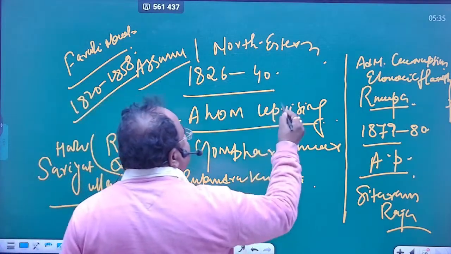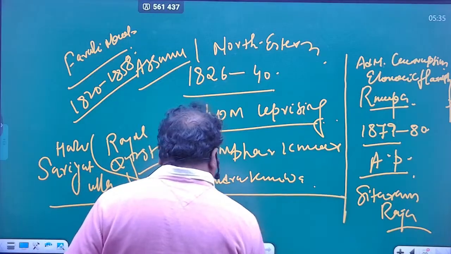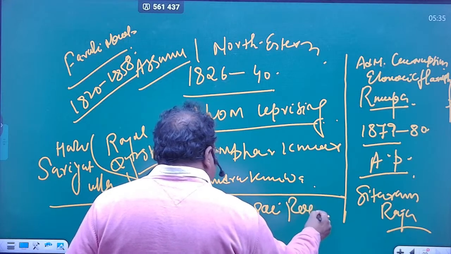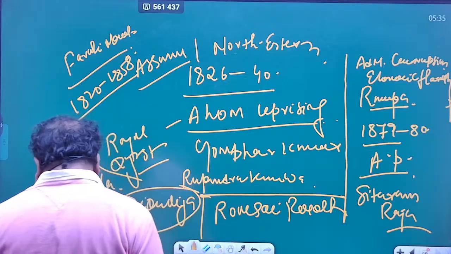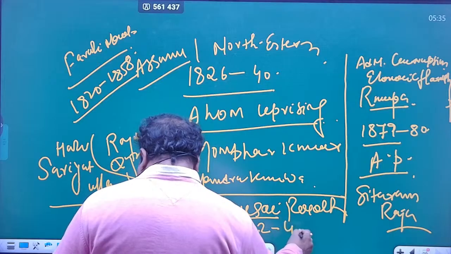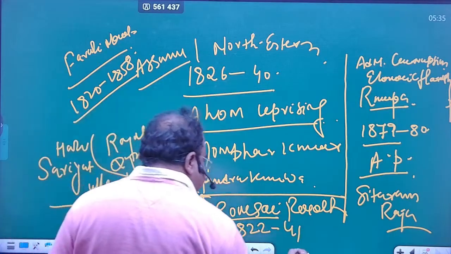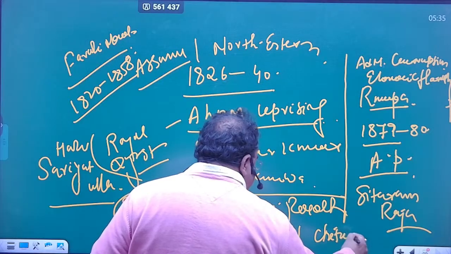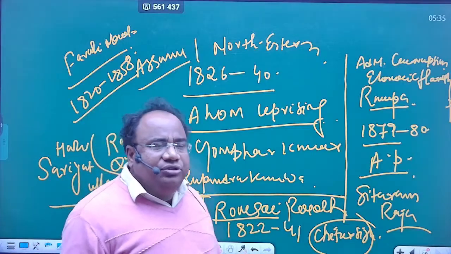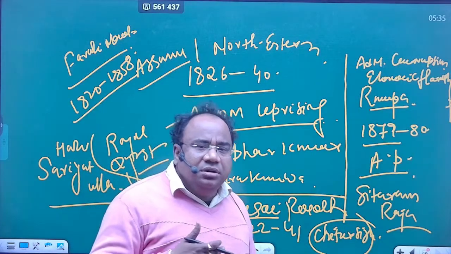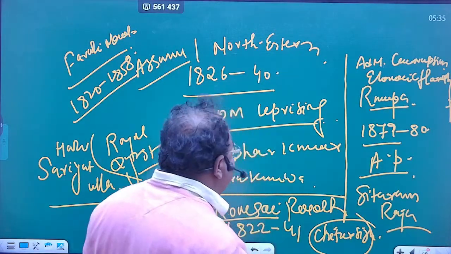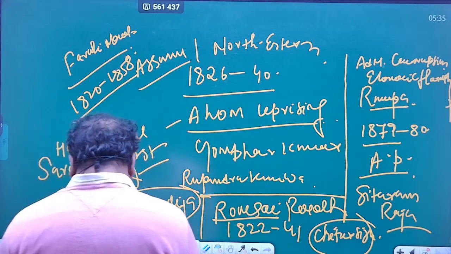Now, Ramosi revolt. Please note down, Ramosi revolt in Western Ghats, 1822-41, Chittur Singh was the leader. Again, almost the same issue: outsiders, taxation, forest rights were deprived, deforestation. That was the main reason. That's why this protest was started.